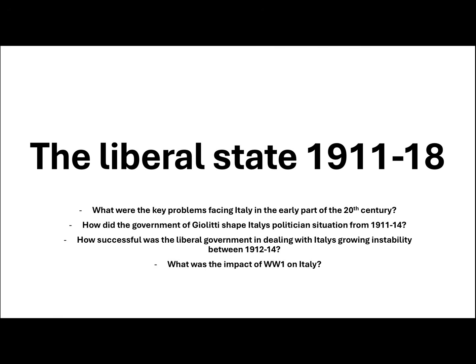Everyone, welcome to this A-Level History Edexcel revision content crash course. This is for Paper 2, the rise and fall of fascism in Italy from 1911 to 1946. We're going to start with the liberal state, which is 1911 to 1918.